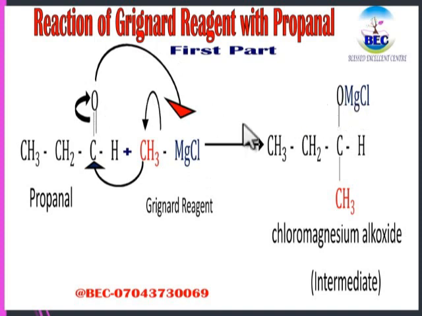OMgCl. Next, you see that this arrow also illustrates that this CH3, being the methyl group in red, being negatively charged, will be attached to this carbon that is positively charged, and that leads to the formation of this CH3 attached to this carbon here. And this is an intermediate. We call it chloromagnesium alkoxide. Chloro because of the chlorine, magnesium because of the magnesium atom, alkoxide because of the oxygen and the hydrocarbon chain. So this is the first step of the reaction of Grignard reagent with propanal.